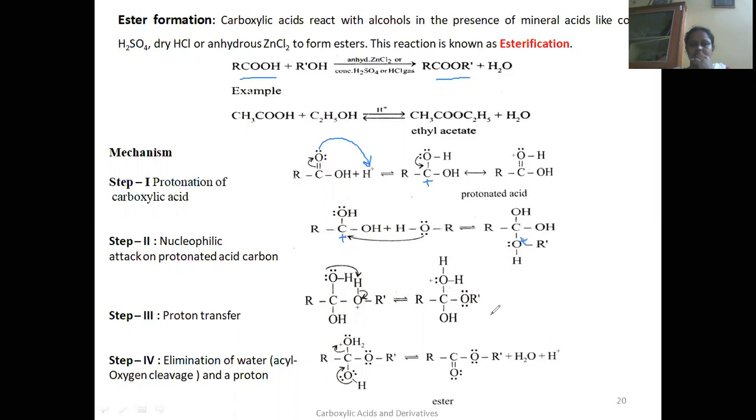Now write this molecule here. This is the second step. The first step is the protonation of carboxylic acid. The second step is addition of nucleophile. The third step is the proton transfer. Let us see how it is transferred here. Now take this molecule and write it here. This is the starting material.